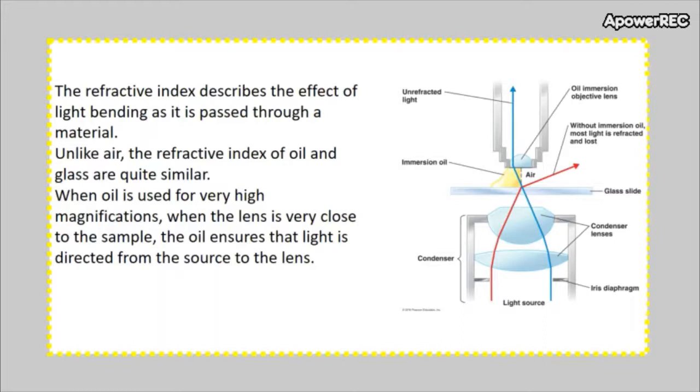into the objective lens. In order to do that, you will use an immersion oil, and that immersion oil makes contact with both the glass slide, which is where the specimen is found, and the objective lens. And therefore, as you can see with that blue line, the light is not refracted as much, and it actually makes it to the objective lens and eventually to your eyes.